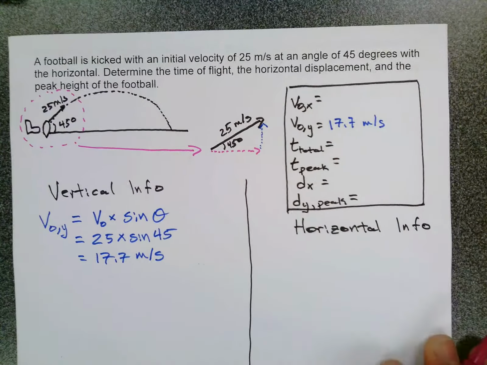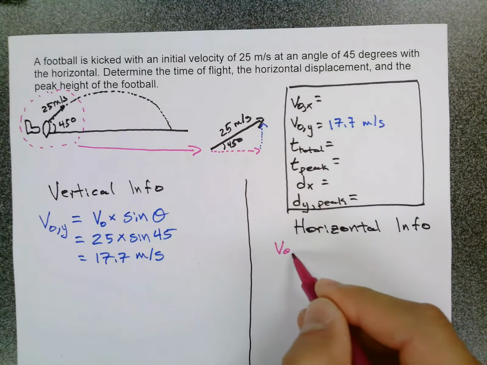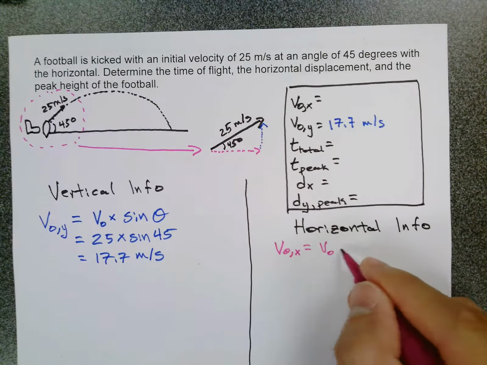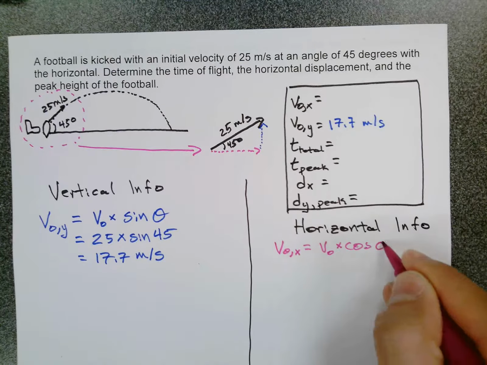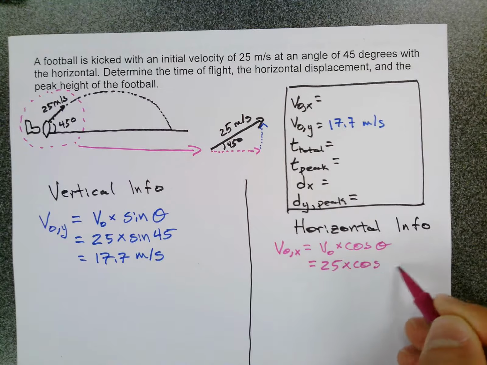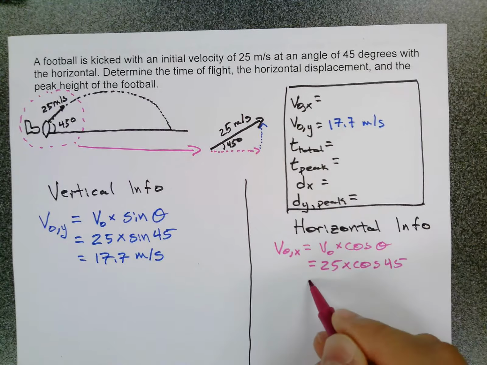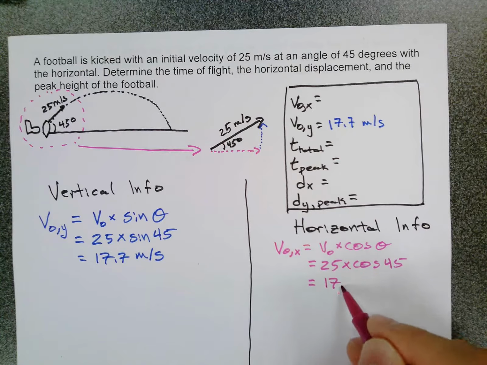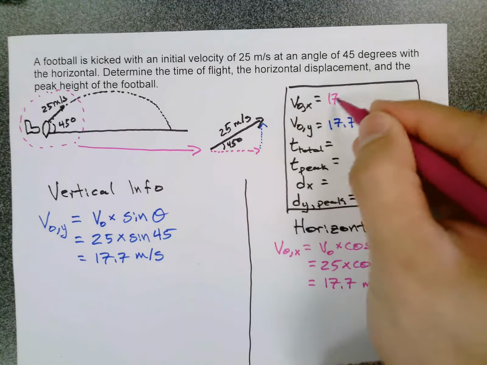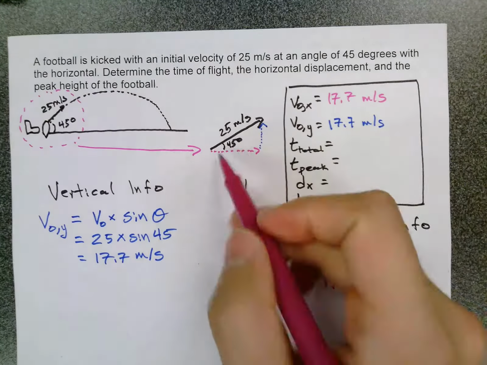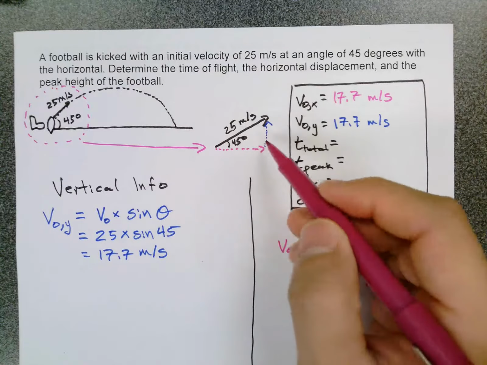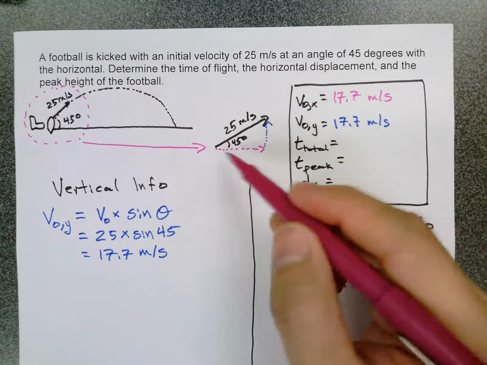I'll also find the horizontal information. The horizontal velocity initially in the x direction is the initial velocity times the cosine of the angle. Plugging that all in, we get 25 times cosine of 45. And that also gives us 17.7 meters per second. This makes sense because the angle is 45 degrees. If it's a 45-degree angle, that's halfway between 90, so the horizontal and the vertical components should be equal.